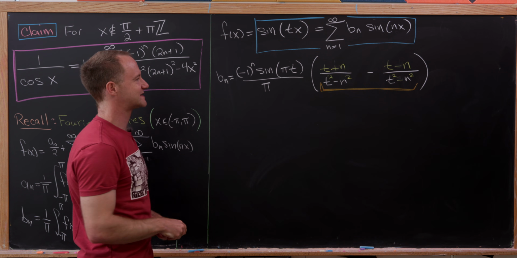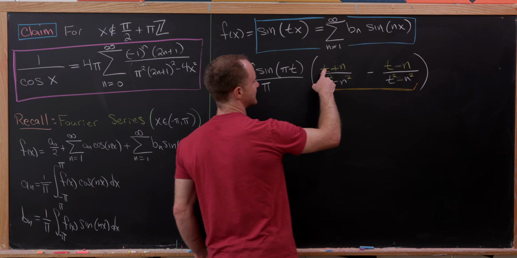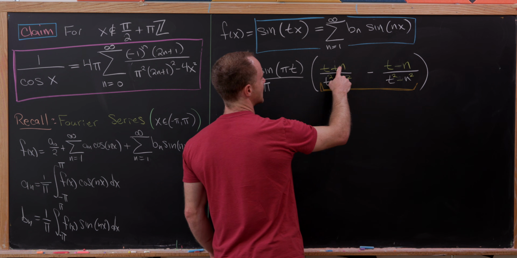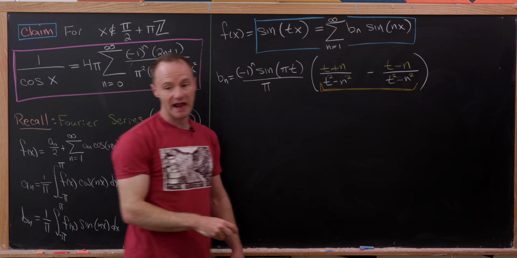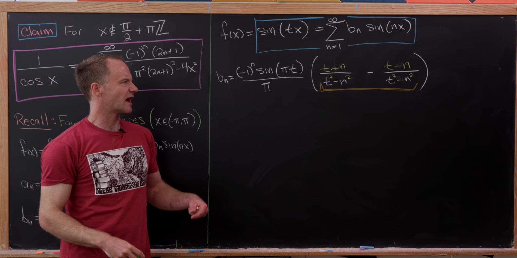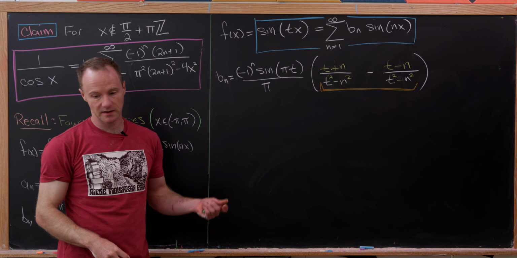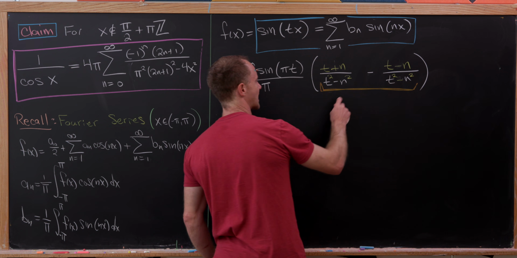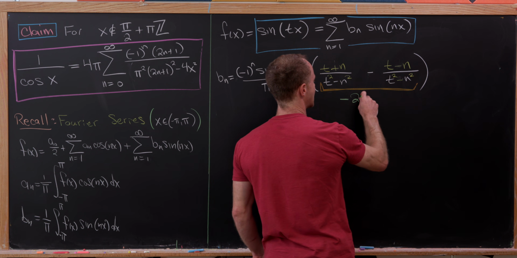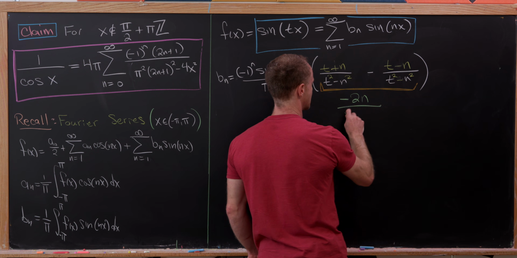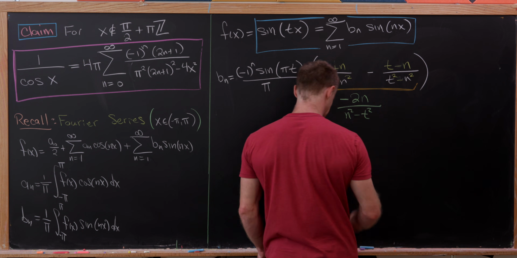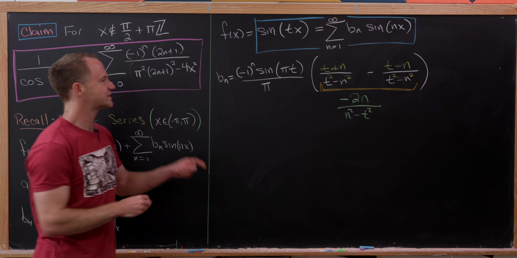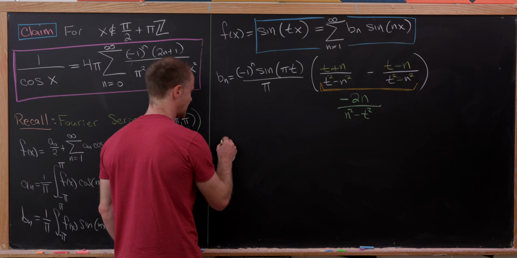Okay, so what will that simplify to? Well, we'll have t minus t, so that'll cancel. And then we'll have n minus negative n. So that'll give us a 2n. But I'm actually going to extract a minus sign to flip the order of subtraction here. So we'll actually have minus 2 times n over n squared minus t squared. That'll actually be a little better way to write this. Okay, so now let's kind of bring this stuff down.